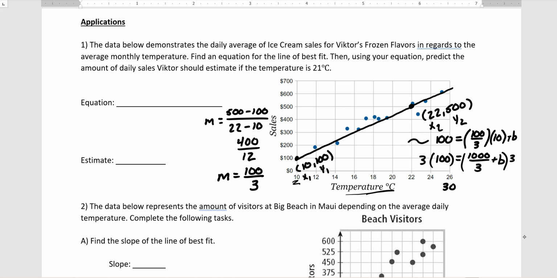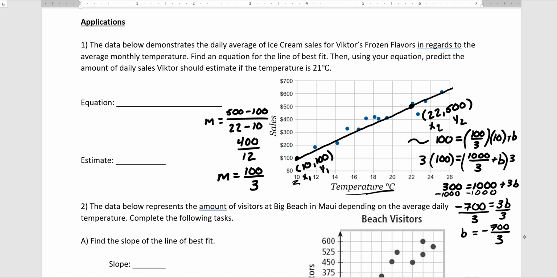So I'd have 300 equals 1,000 plus 3b. Subtract the 1,000 from both sides, minus 1,000. 300 minus 1,000 would be negative 700 equals 3b. Divide by 3, divide by 3. And I'm totally fine just saying b is negative 700 over 3. Using some nice fractions here.